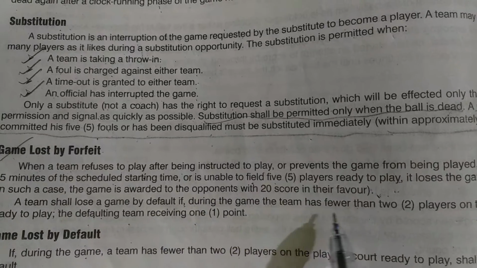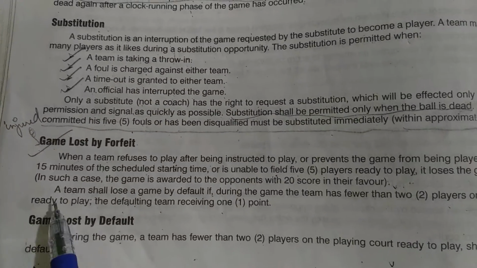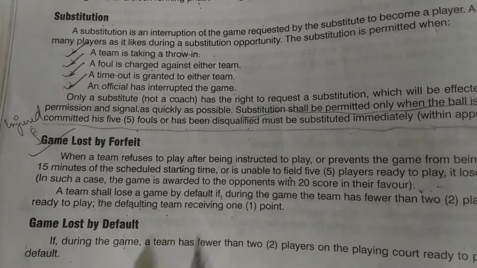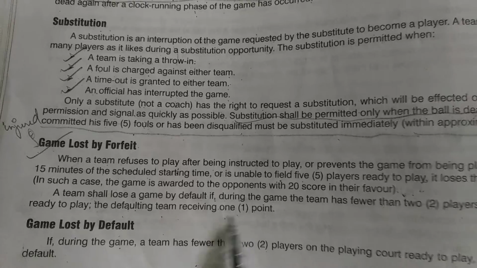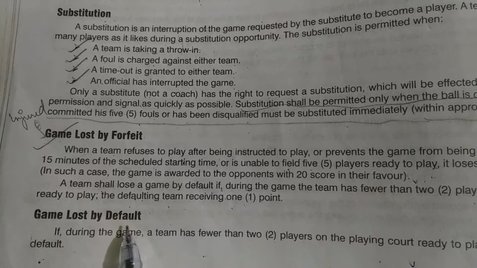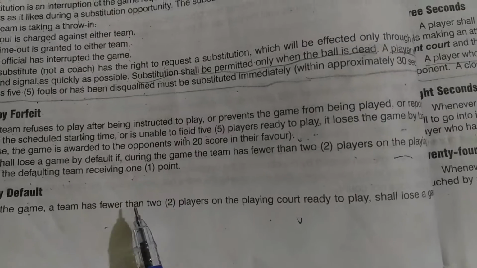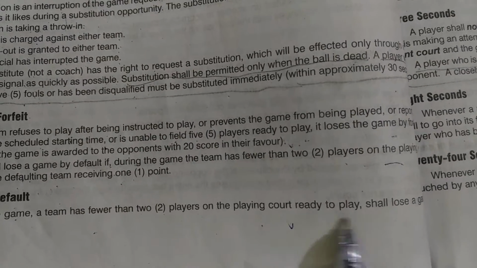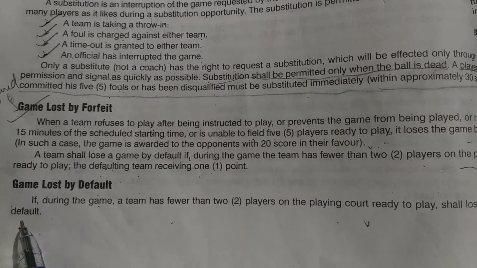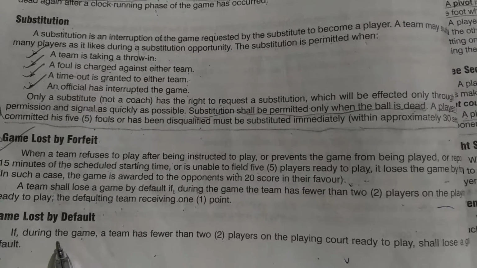If during the game the team has fewer than 2 players on the playing court ready to play, then the defaulting team receives 1 point. Is that clear? So this one team is not complete, so 1 point is awarded. Next point is game lost by default. So it means the defaulting team. If during the game a team has fewer than 2 players on the playing court ready to play, it shall lose the game by default. So children, till this point your class test syllabus is complete.